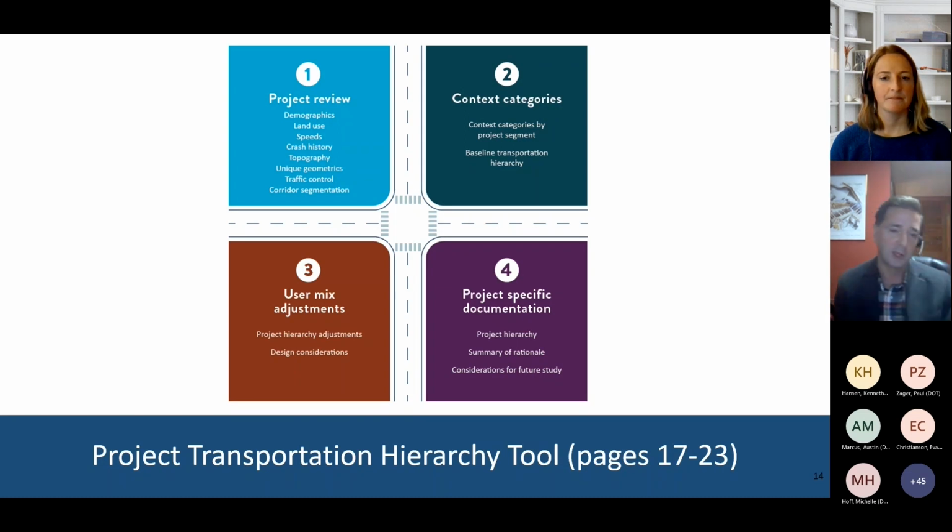And then third step is user mix adjustments. This step is really where you have to roll up your sleeves and do the work. This is about understanding what factors and considerations exist for your project on the ground, like community engagement, right? Like talking with the locals, that would influence what that hierarchy is. And then finally, probably the most straightforward, but also the most important step is documenting it all. Documenting what your project hierarchy is and including a description of your rationale for how you got there so that that thread can connect through all the way, from planning all the way through construction. Next slide, please.